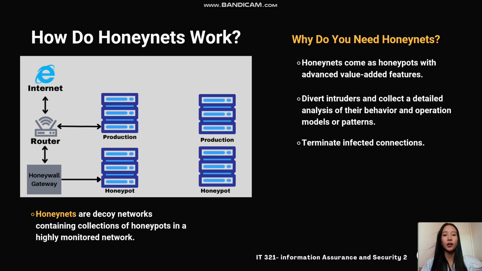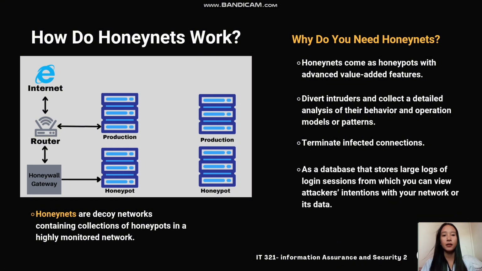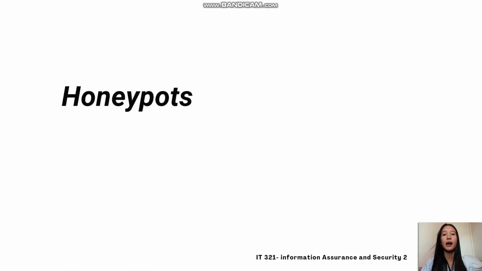Terminate infected connections to shut down harmful attackers, stopping them from causing damage. They also act as a database that stores large logs of login sessions from which you can view attackers' intentions with your network or its data. The difference between honeypots and honeynets.